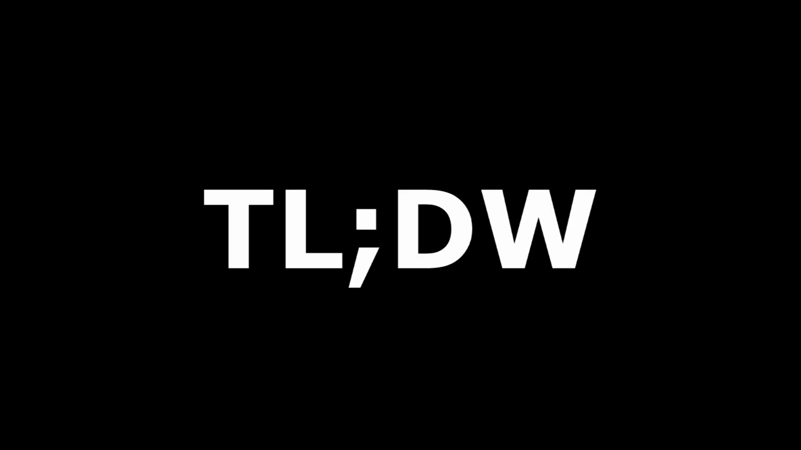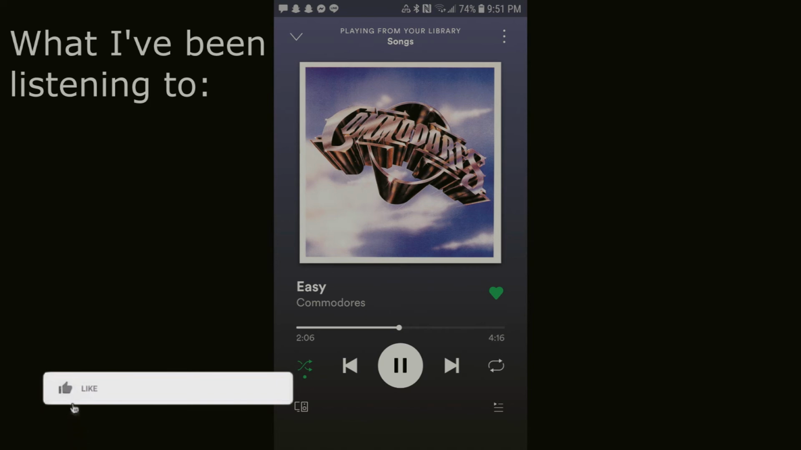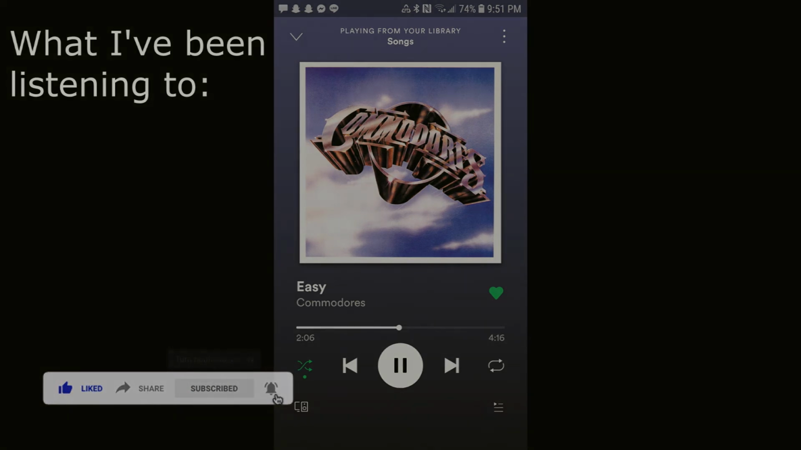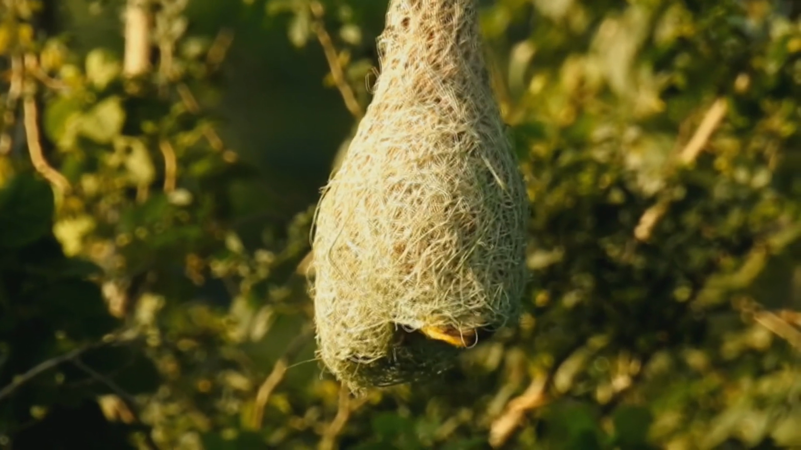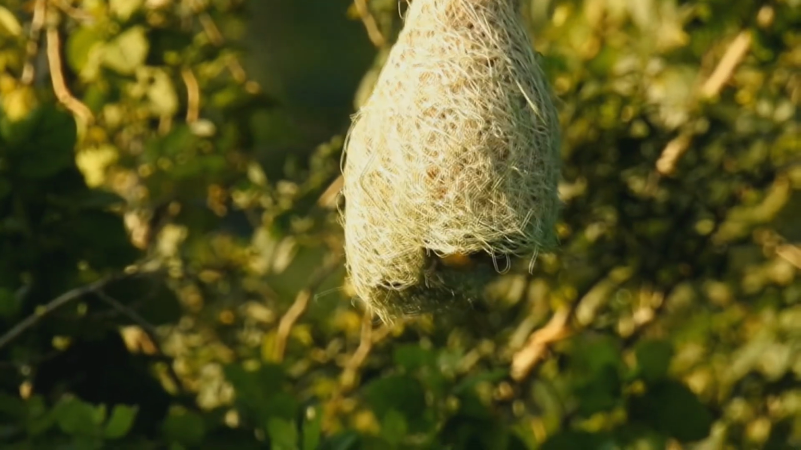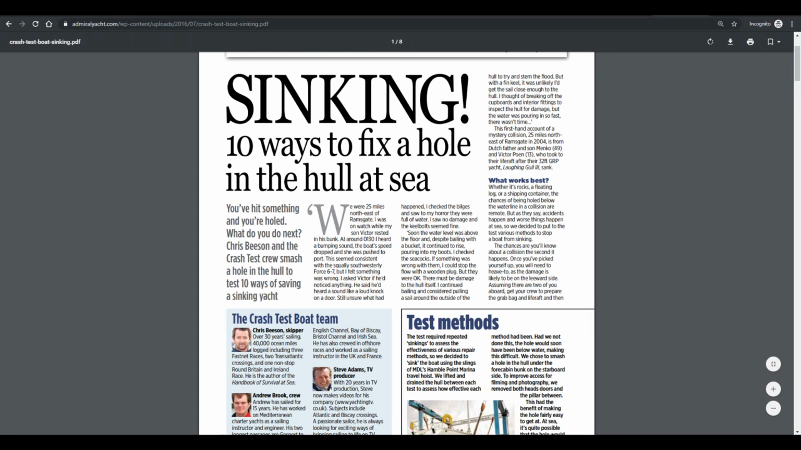So the TLDW of this video is that singular cells heal from injuries in the same way that complicated multicellular organisms do. We both have a network of systems to sense injuries, stop the injury from getting worse, and then rebuild what was lost to the best of our abilities. Extrapolating this further, it isn't hard to see how this process is similar to a bird repairing a hole in its nest, or to a crew repairing a hole in a sail ship's hull.